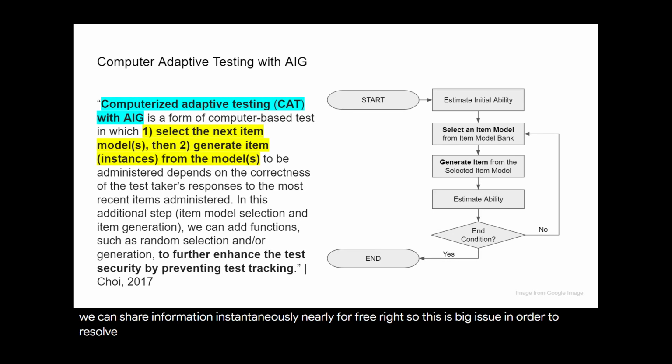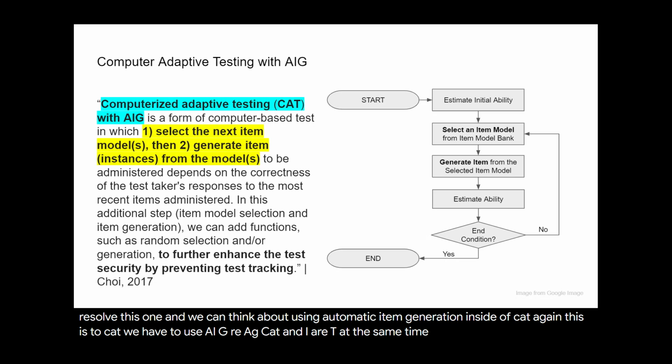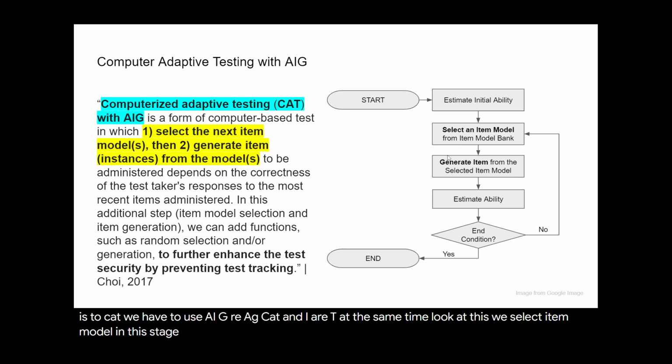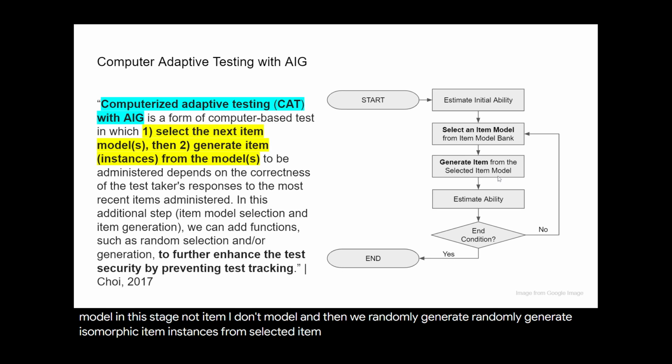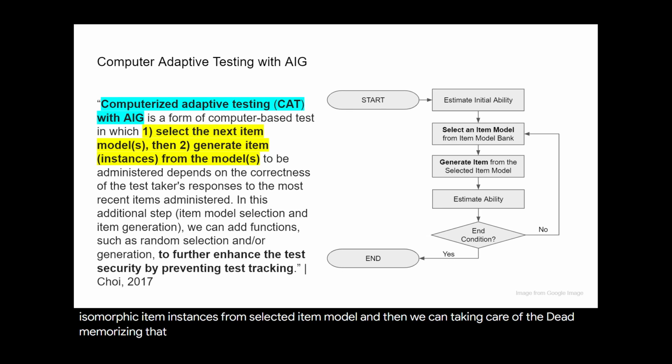In order to resolve this, we can think about using automatic item generation inside of CAT. Again, with CAT we have to use AIG, right? AIG, CAT, and IRT at the same time. Look at this. We select an item model at this stage, and then we randomly generate isomorphic item instances from the selected item model. And then we can take care of memorizing that particular item.